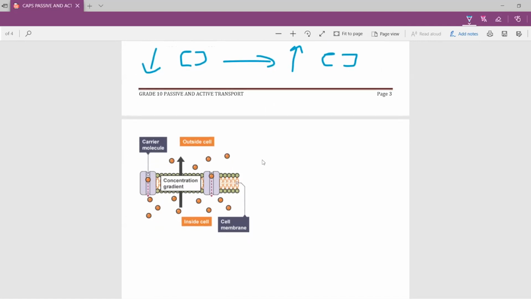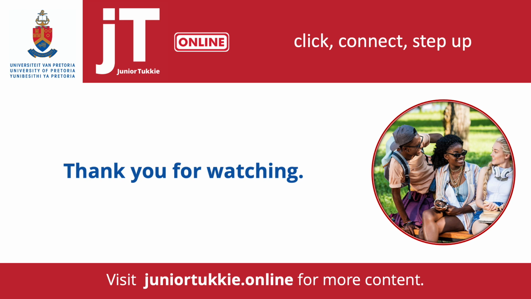This is an example here. There's the outside of the cell, there's the inside of the cell. So here, the substance is going from a low concentration to a high concentration. You can see it goes against the gradient. For this process, you need energy, and the energy comes from the mitochondria. And there you can see the substance actually entering the carrier, the protein. The substance enters the protein and then goes from the outside of the cell to the inside of the cell. It's almost like a passage. You will learn more about this in grade 11 when you learn active transport. Thank you.